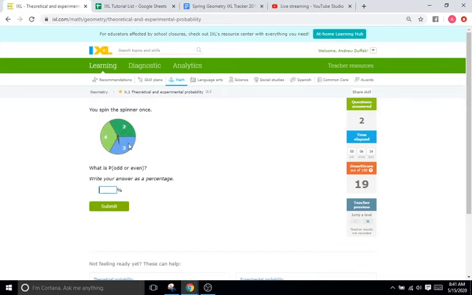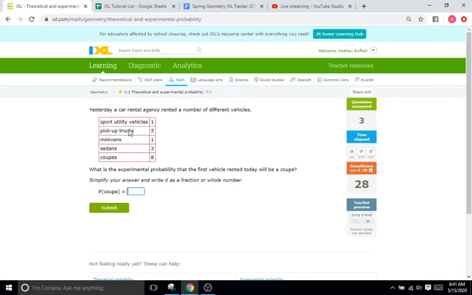Okay. You spin the spinner once. What is the probability that you land on either an odd or an even number? Well, you do odd number for 3, and 2 and 4 are even, but no matter where it lands, it's going to land on an odd or an even number. So it's going to be 100%, right? You're definitely going to land on one of those numbers.